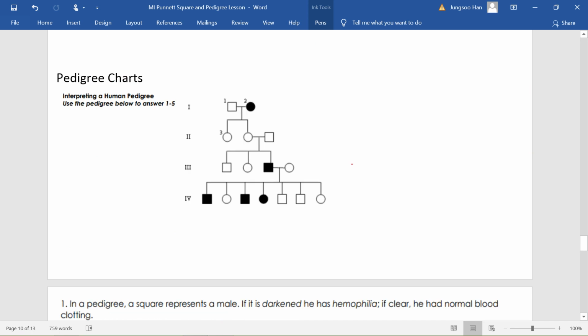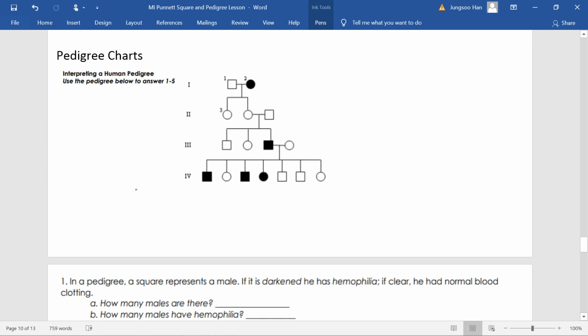All right, so now we're going to move on to pedigree charts. Here is a pedigree. Let's talk about determining all the stuff on the pedigree. The squares are males, and the circles represent females. The Roman numerals, 1, 2, 3, 4, represent the generations. Generation one is the oldest generation. The second generation is the second oldest, the third generation the third oldest, and the fourth generation, the highest in number, is the youngest in terms of age.